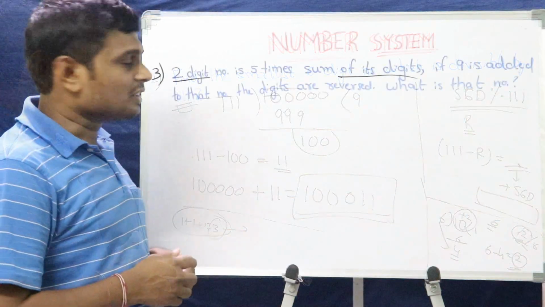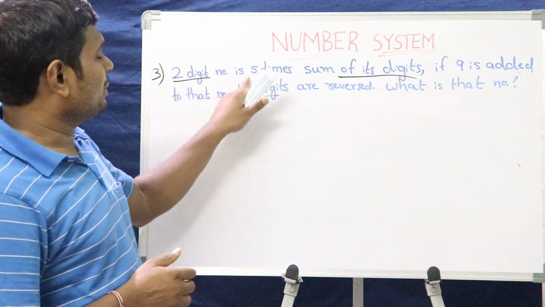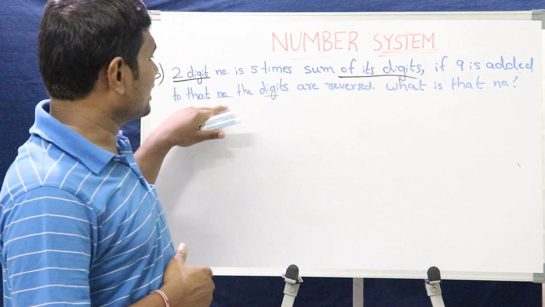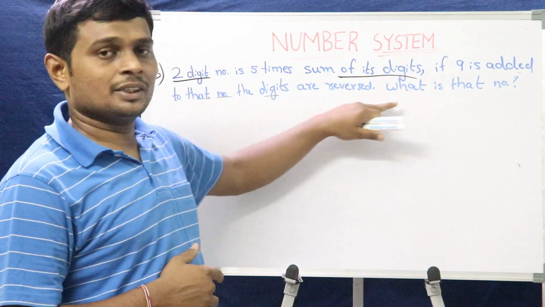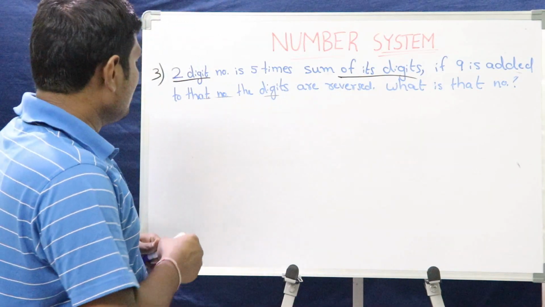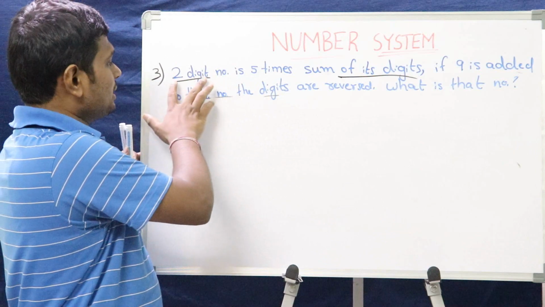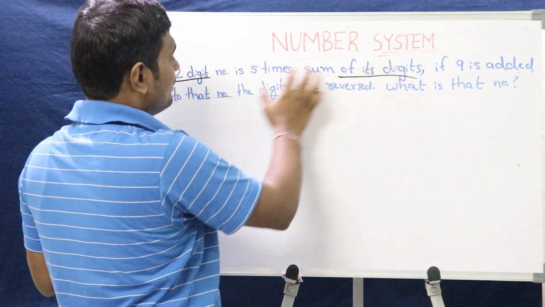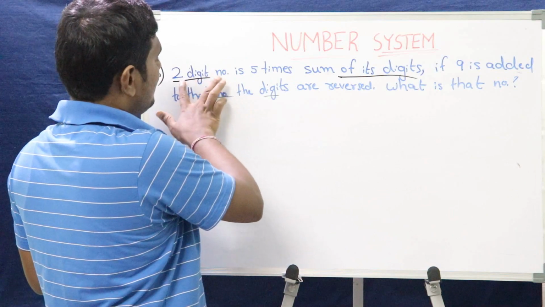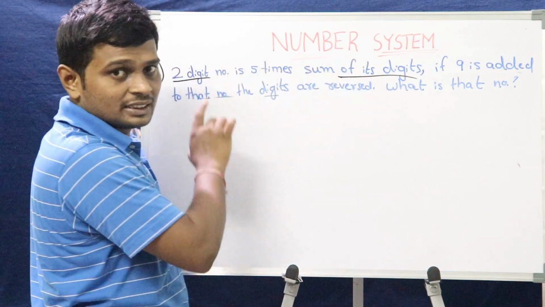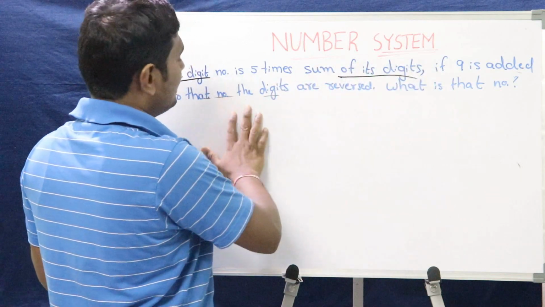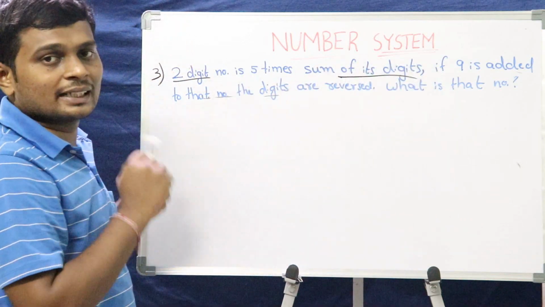Okay, what is the third question? A certain 2-digit number is 5 times the sum of its digits. If 9 is added to that number, the digits are reversed. We need to find that number. What are the statements given in the question? This is the 2-digit number, and the number is 5 times the sum of its digits. This is the first statement. The second one is, if we add 9 to it, the digits are reversed. This is the second one.